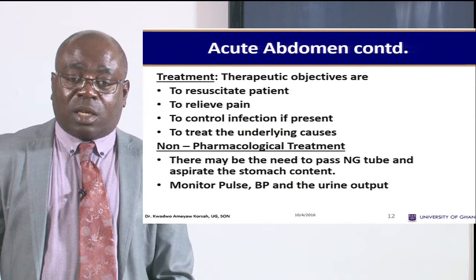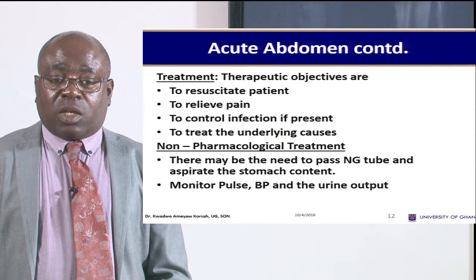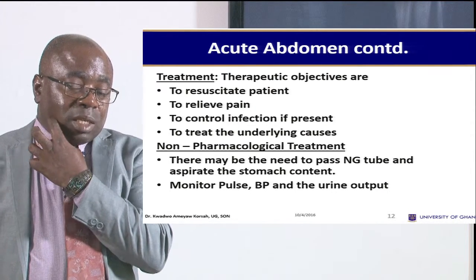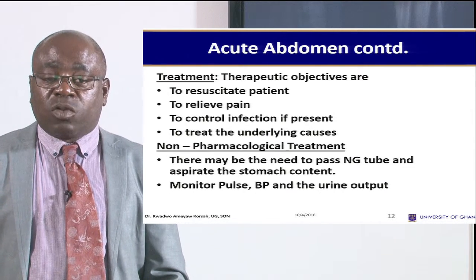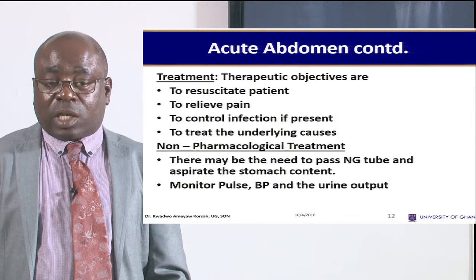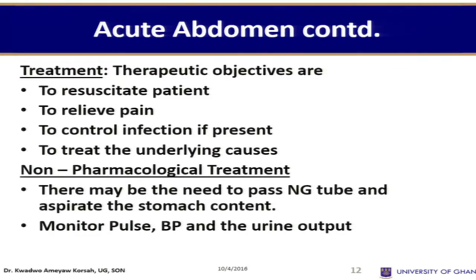So in the initial stage, there may be the need to pass an NG tube and then aspirate the stomach content. Once we have passed the NG tube, the patient may not be able to eat, and even taking water may be limited. So what we need to do is nil per os. Once we do that, we have to instruct the patient not to take any food by mouth.